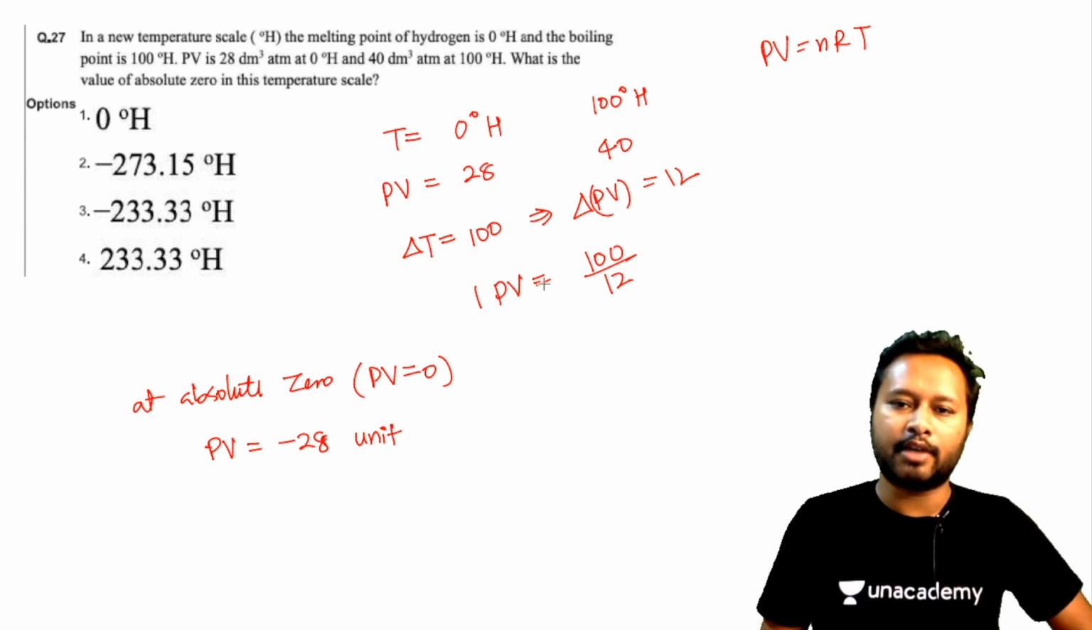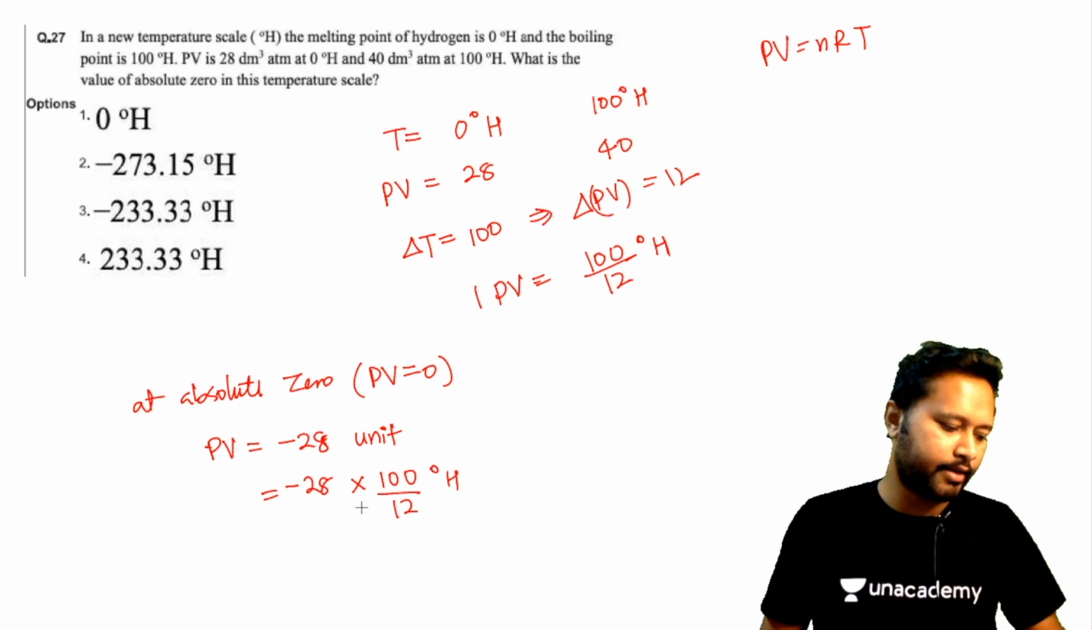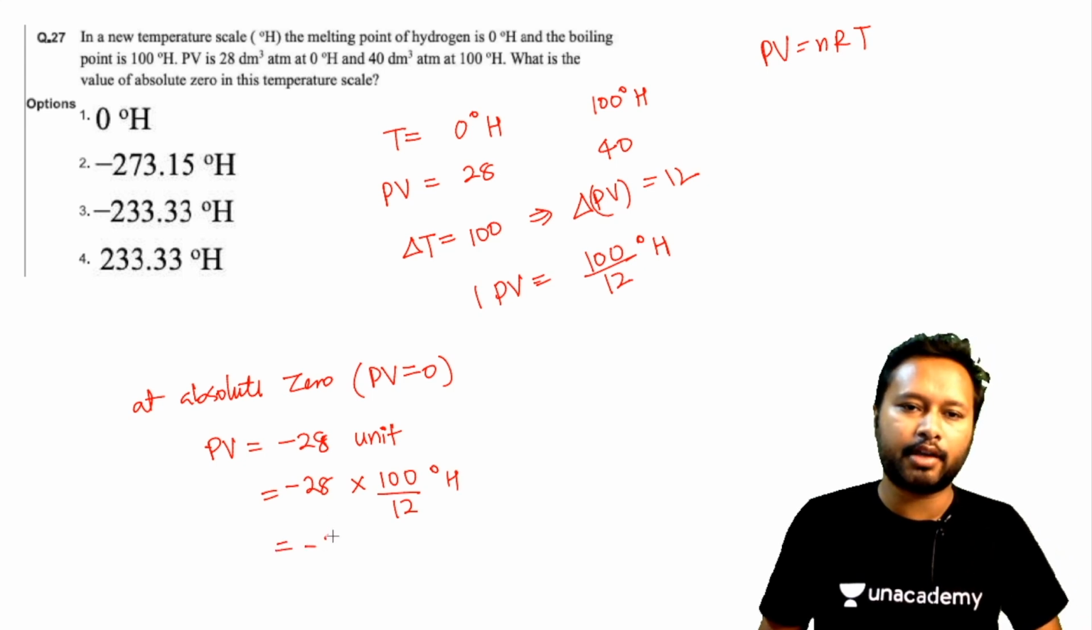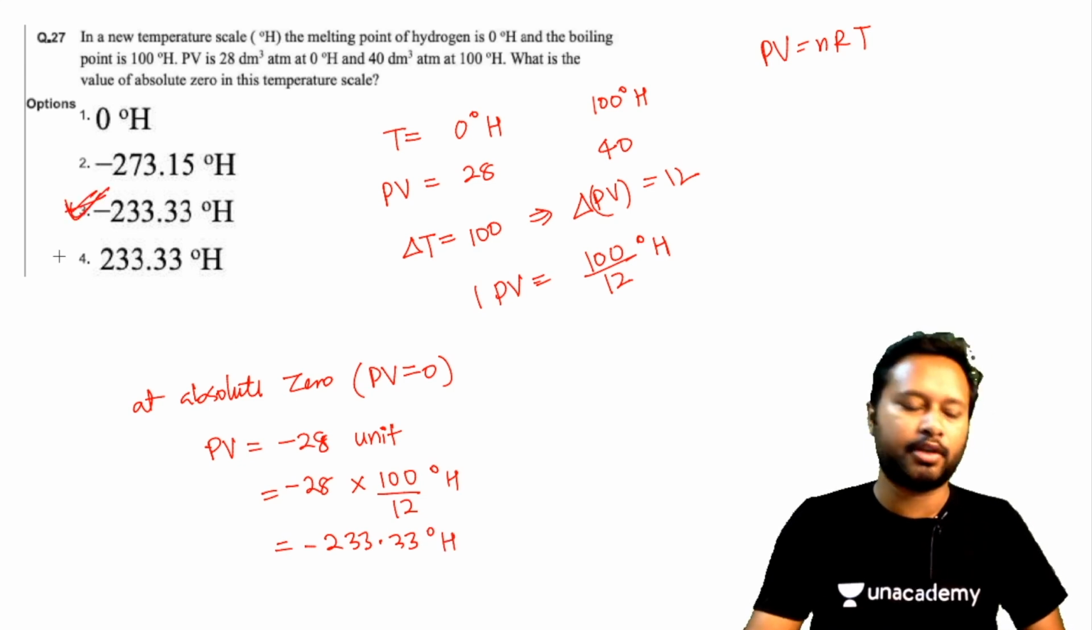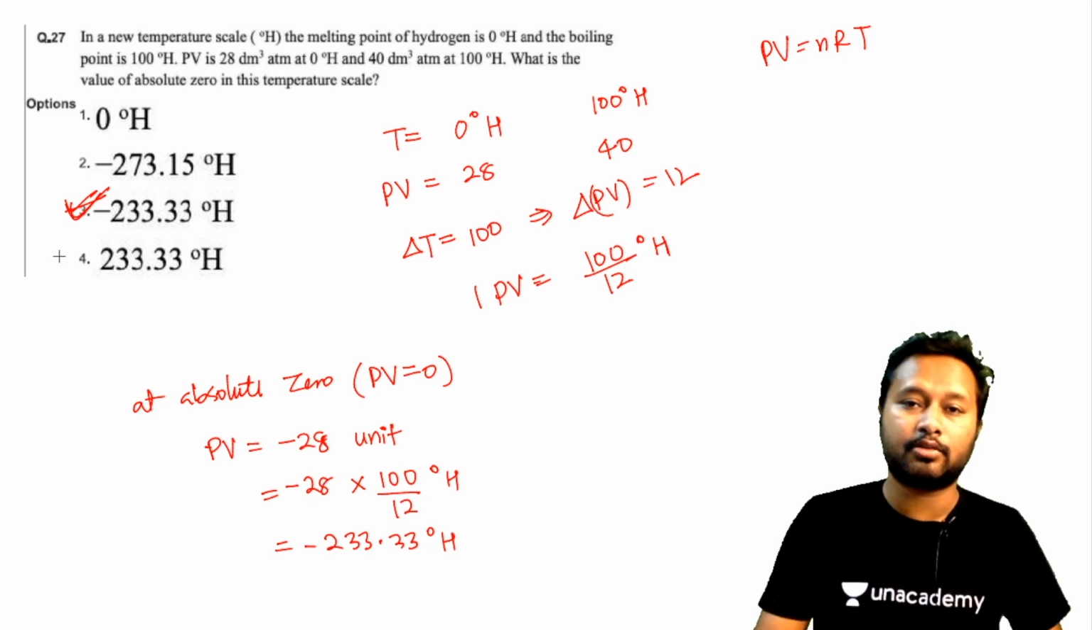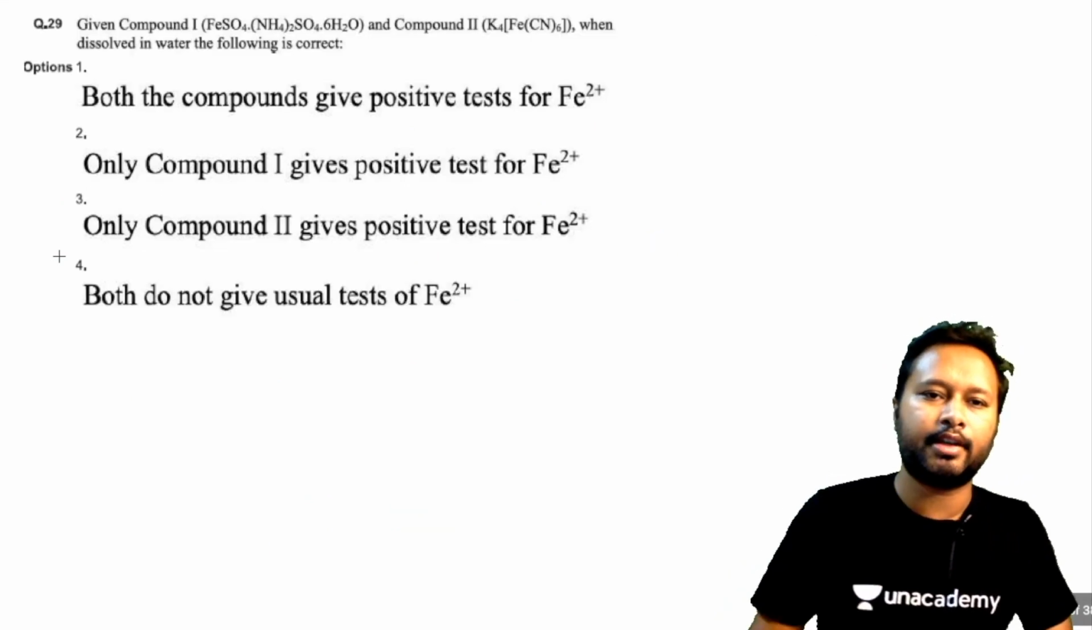So since I know that 1 PV is equal to this much delta T, I can now substitute its value here. So minus 28 into 100 divided by 12 delta T. Solve this, and on solving this, you are going to get minus 233.33 delta T. So option number 3 will be your correct option, and this is how it needs to be done. I hope you understood how to do it. Let's take the next one.